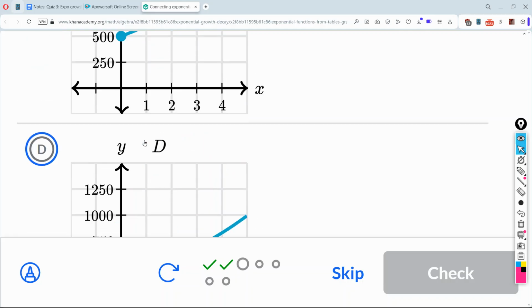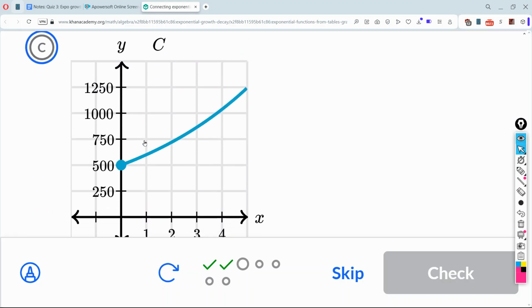This one doesn't even start at 500. So here's 750, here's 500. 600 would only be about right there. It's not even halfway up the square, because 500 to 600 is an increase of 100, but then 600 to 750 is an increase of 150. So to go up by 100, that's not even halfway up the square. So that's definitely going to be answer C.